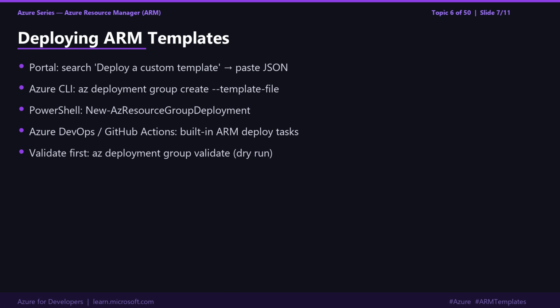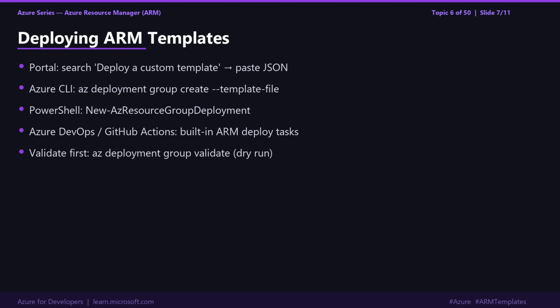There are several ways to deploy an ARM template, and the right method depends on your workflow. The Azure portal has a built-in template deployment experience. Search for "Deploy a custom template" in the portal search bar. You can paste your JSON directly, upload a file, or choose from a gallery of Microsoft quickstart templates. This is the easiest way to test a template or do a one-off deployment. Not suitable for automated environments but excellent for learning.